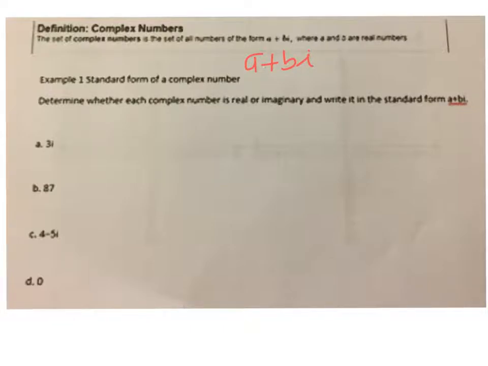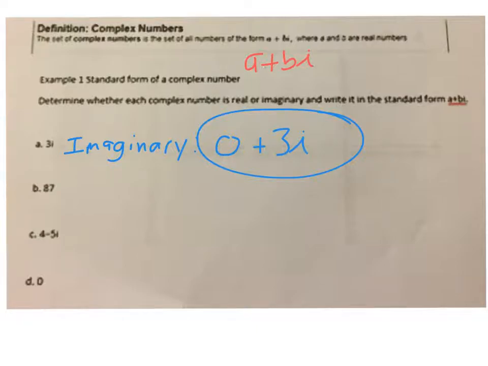All right, but let's just start here. First, example 1, standard form of a complex number. Determine whether each complex number is real or imaginary, and write it in its standard form, a plus bi. All right, so if I look at the number 3i, would that be a real number or an imaginary number? It's going to be imaginary. And if I wrote it as a complex number, what's the real part of that number? 0. It's not there. Plus 3i. That would be how we'd write that complex number: 0 plus 3i. That's the standard form, yes, of a complex number.